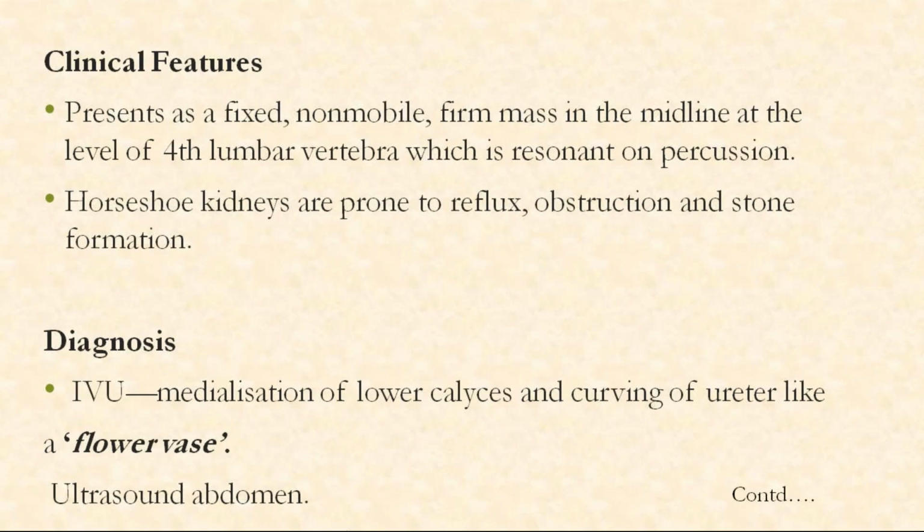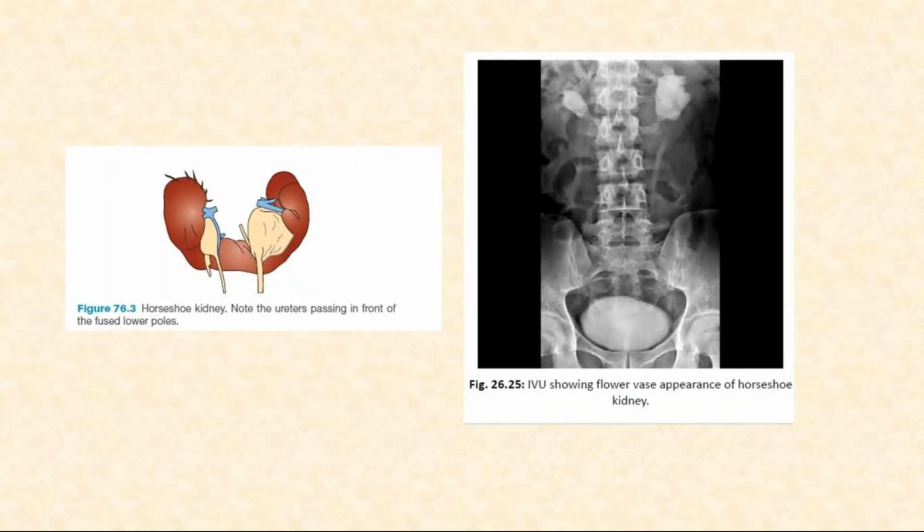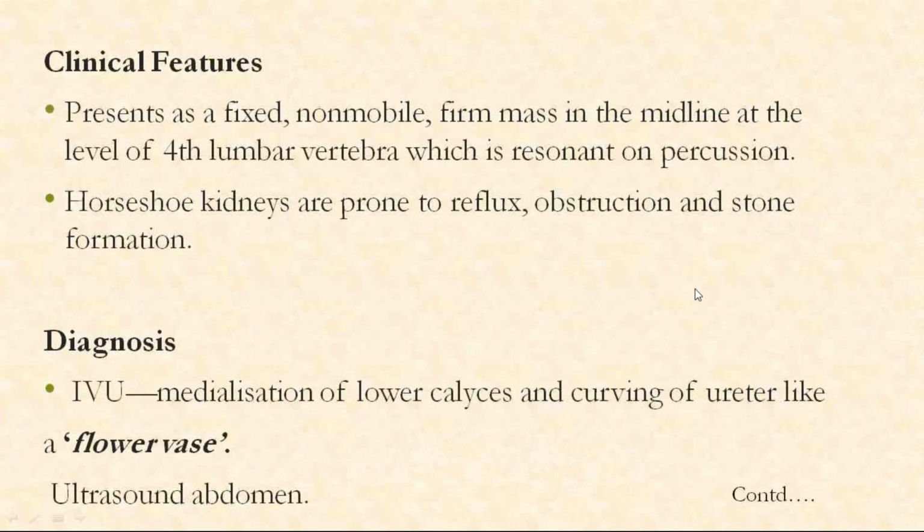Clinical features: it presents as a fixed, non-mobile, firm mass in the midline at the level of the L4 vertebra, which is resonant on percussion. Horseshoe kidneys are more prone to reflux, obstruction, and stone formation because of this position. See, normal kidneys will come like this, whereas the horseshoe kidney comes like this. So the chance of compression by the isthmus is very high. So the chance of reflux, obstruction, and stone formation is very high in patients with horseshoe kidney.